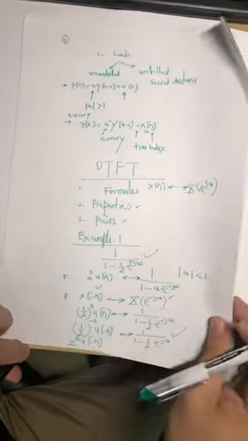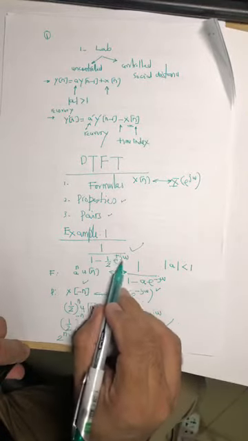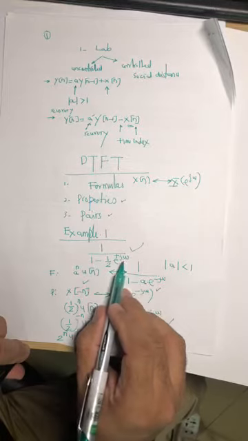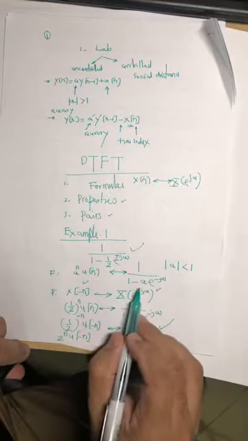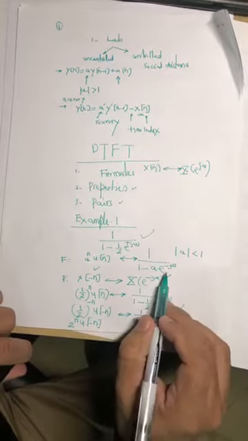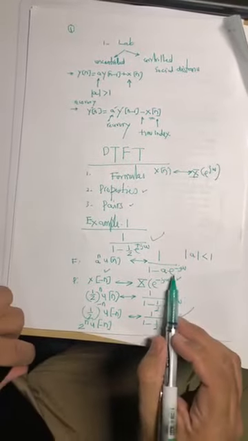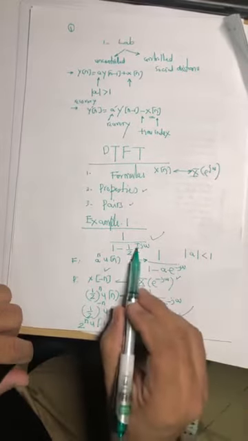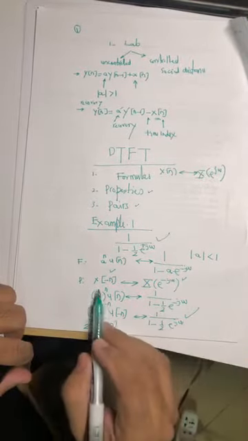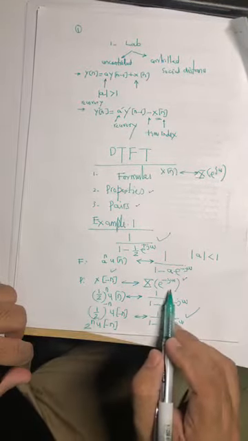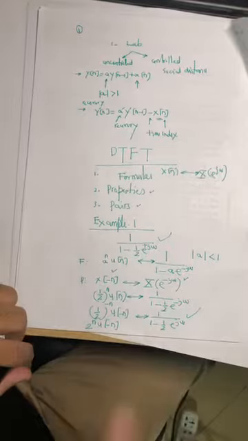I gave you this example where we tried solving this question: 1 over 1 minus half exponential plus j omega, with this positive sign. We know the pair is a^n u[n] is 1 over 1 minus a exponential minus j omega. So obviously this pair tells us that there is a change of sign. The question has a positive sign, whereas the pair has a negative sign. We know how to apply this property, which is flip in time is flip in frequency. So knowing this pair and this property will solve this particular question.